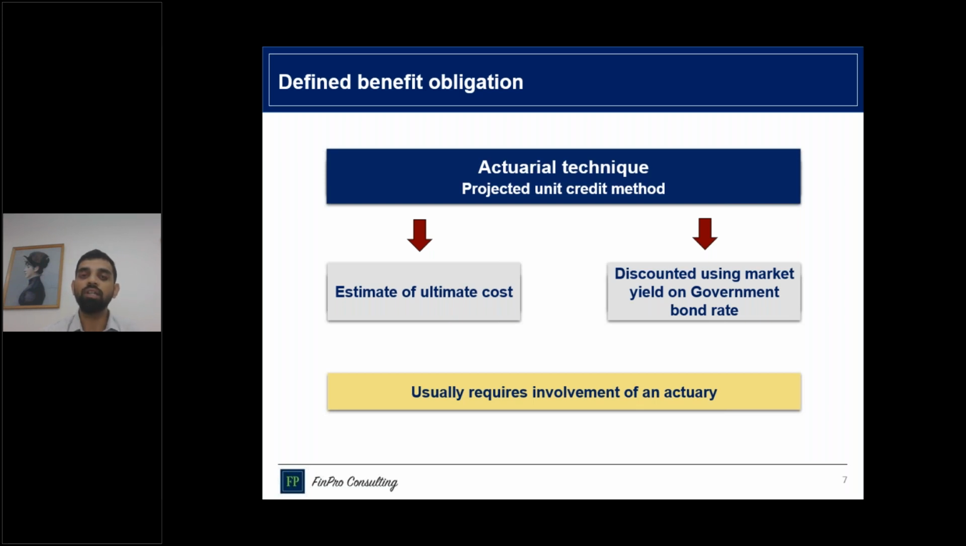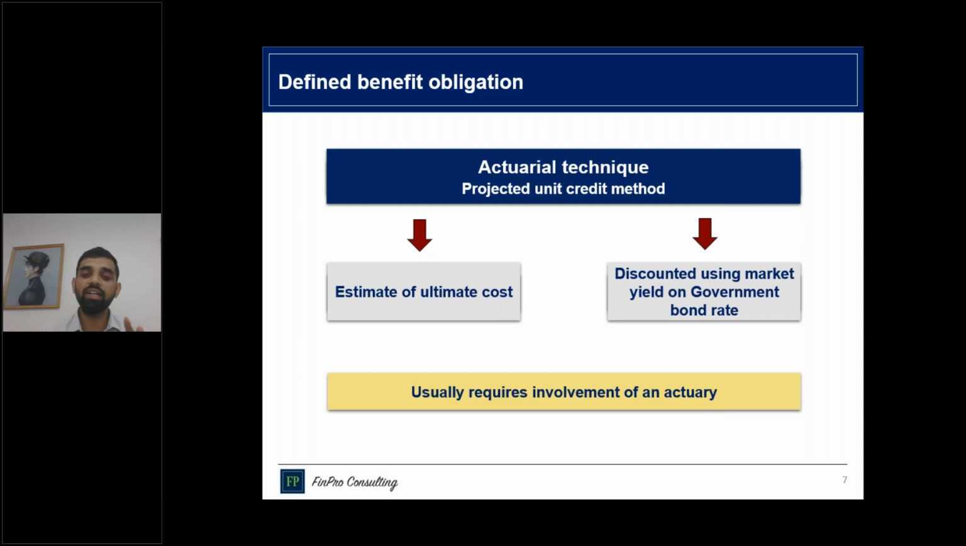So this is a practical application of the accounting standard. When we implement this in practice, we check two factors. The first factor is the currency in which the underlying liability has to be paid. In 99.99% of cases, it will be Indian rupees. So that government bond rate should be denominated in Indian rupees. That is the first criterion.